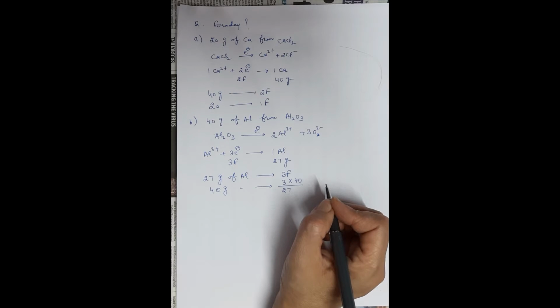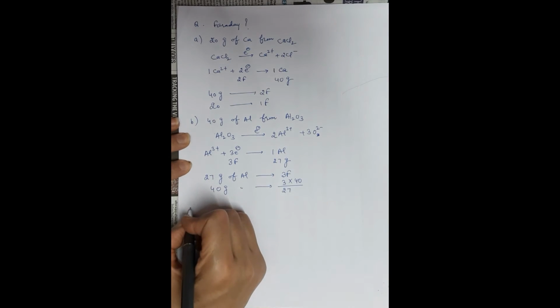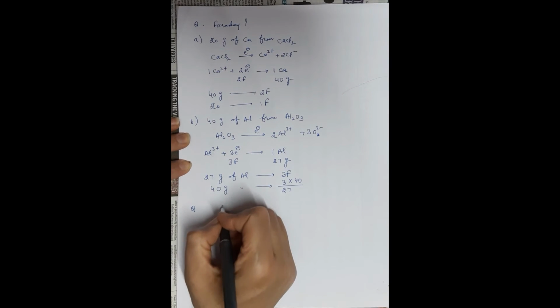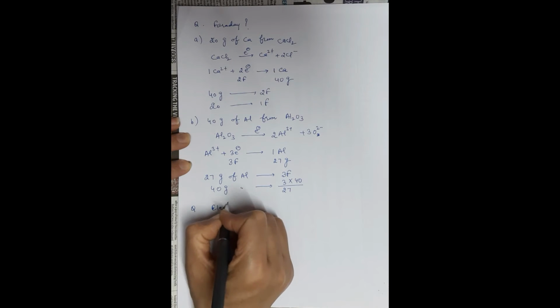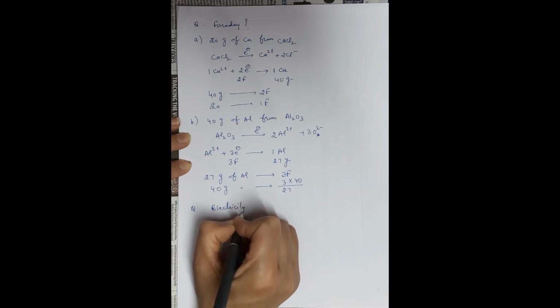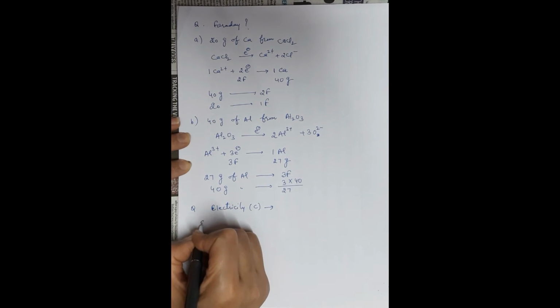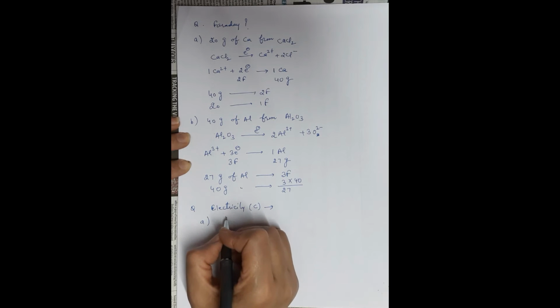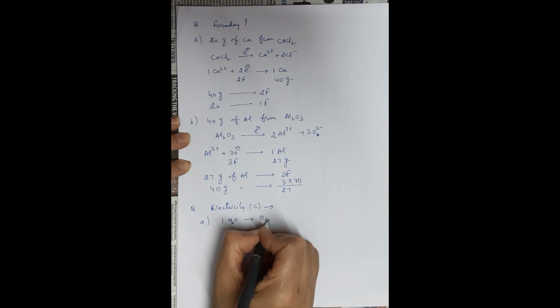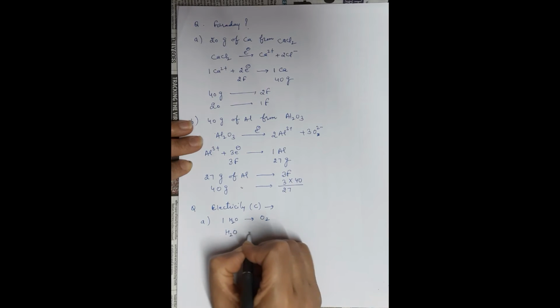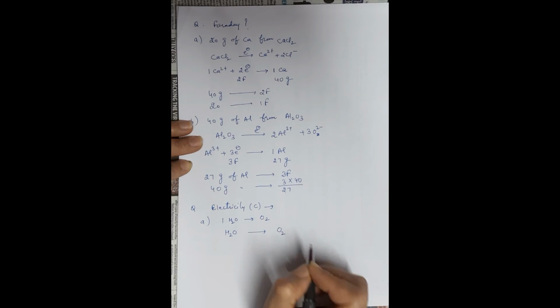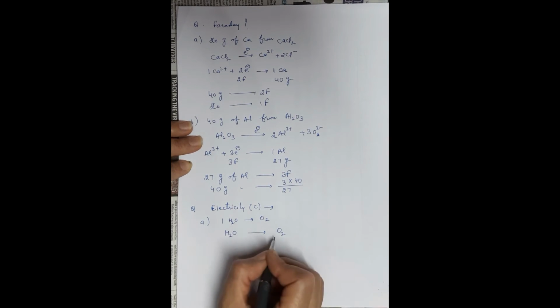We have one more question. How much electricity is required, in coulombs? The first case is when 1 mole of water changes to O2. H2O is oxidized to O2. In the last class, we discussed the oxidation of water.